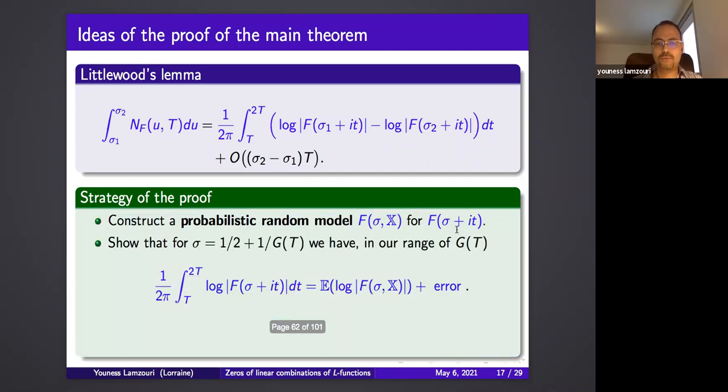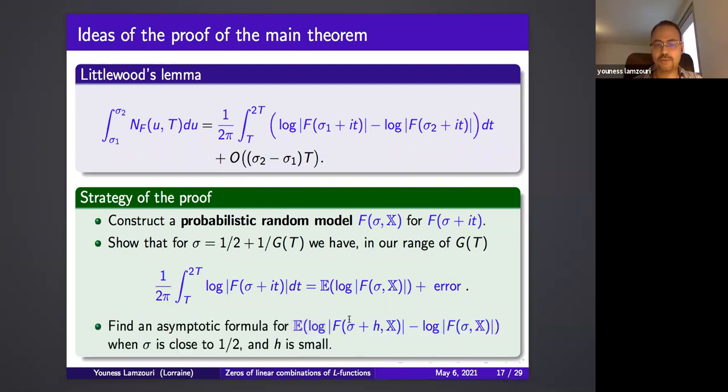Then we will prove that the moments that we have here are close to those of the corresponding probabilistic random model. Sorry, here I think there is a mistake. It shouldn't be 1/2π, it should be 1/T here instead of 2π. And then the last step will be to estimate the difference of these moments, so to estimate the probabilistic side.